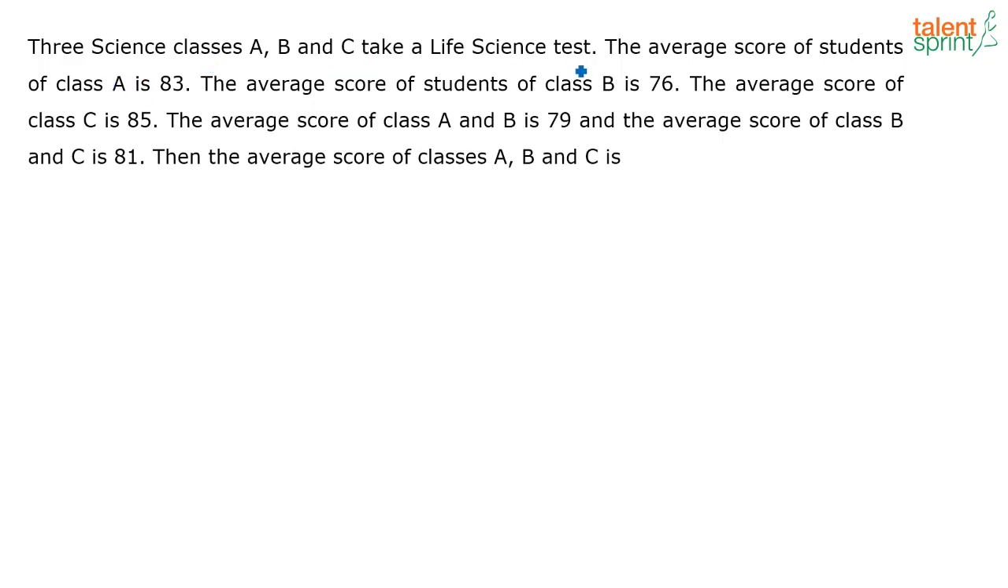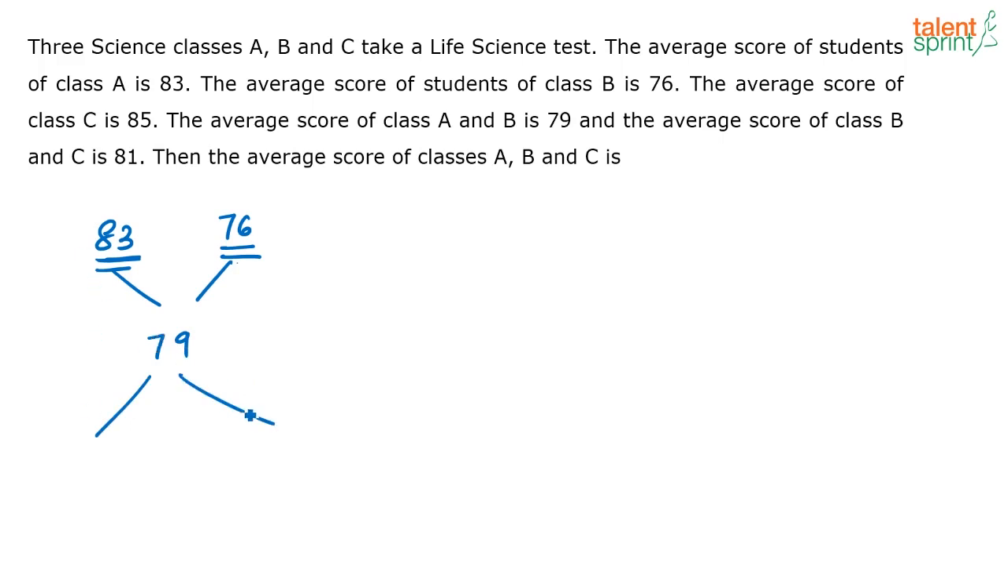3 classes, they are taking a life science test. The average score of the students in class A is 83. The average score of students in class B is 76. The average score of students in class C is 85. The average score of classes A and B put together is 79. So what does this mean? See, I have a set of students, class A students whose average is 83, class B students whose average is 76, and their net average, correct? A and B put together, the average is 79.